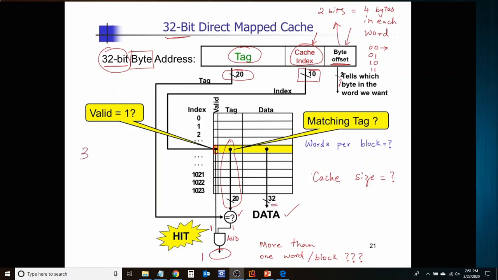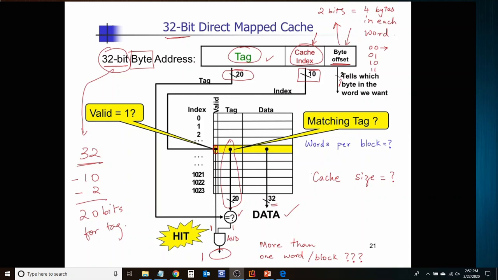So if you have a 32-bit address, we have taken up 10 bits for cache index because we have 1024 locations, and we have taken up 2 bits for the byte offset, which means that we will have 20 bits for the tag. That's how we are able to find out how many bits are in the tag field.